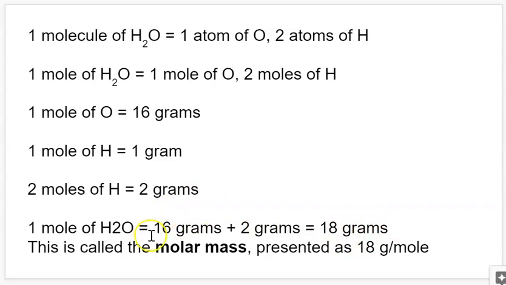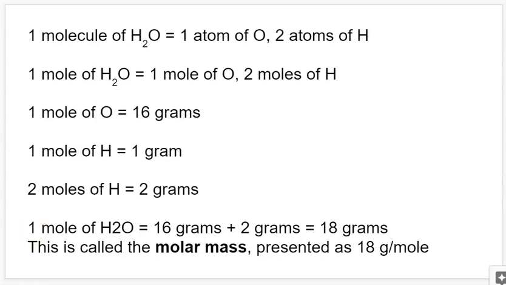Now, this is called the molar mass of water. And it's called that because it is the mass of 1 mole. And we usually present it this way, of 18 grams per mole, so grams over mole. Because that tells us that for every 1 mole, we have 18 grams. For every 18 grams, we have 1 mole. This gives us a conversion factor to convert back and forth between grams and moles.